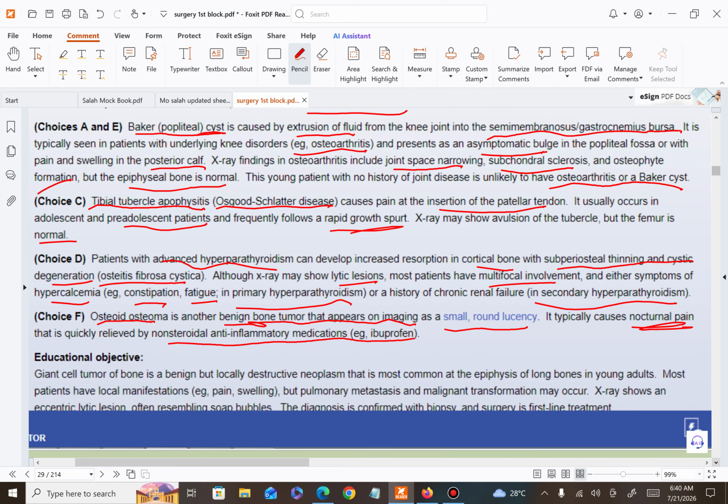Giant cell tumor of the bone is a benign but locally destructive lesion that is common at the epiphysis of the long bones in young adults. Most patients have local manifestations like pain and swelling, but pulmonary mets and malignant transformation may occur. X-ray shows an eccentric lytic lesion often resembling soap bubbles. The diagnosis is confirmed with biopsy and surgery is the first line treatment.